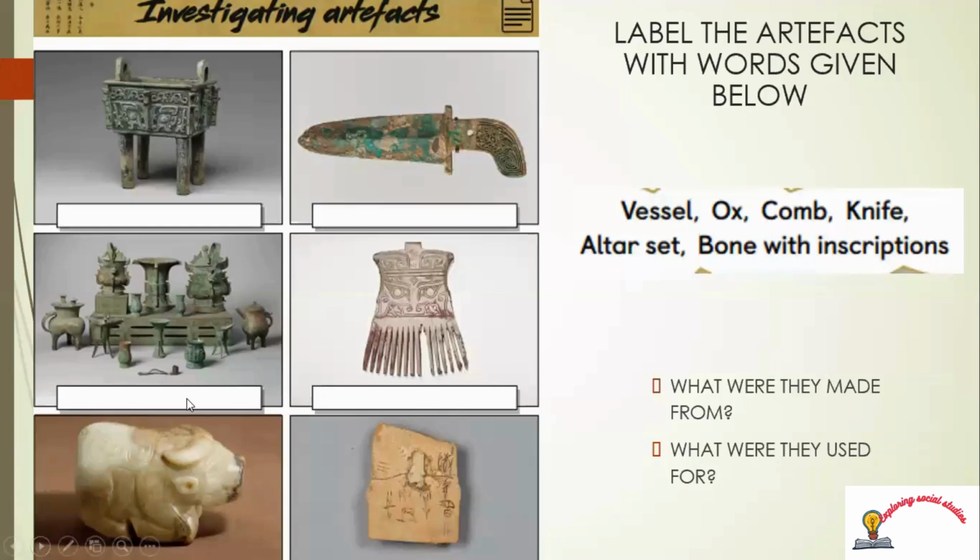Investigating artifacts. So vessels, oracle bones, comb, knives, altar set, board with inscriptions. What were they made from? What were they used for?